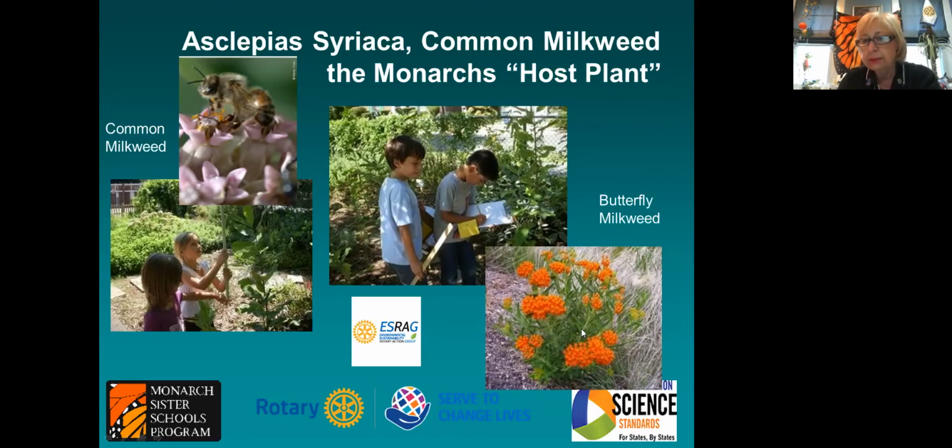And this plant down here is called butterfly weed. And the butterfly weed is orange, and it only gets to be about 2 feet tall, whereas the common milkweed can get to be at least 6 feet tall.